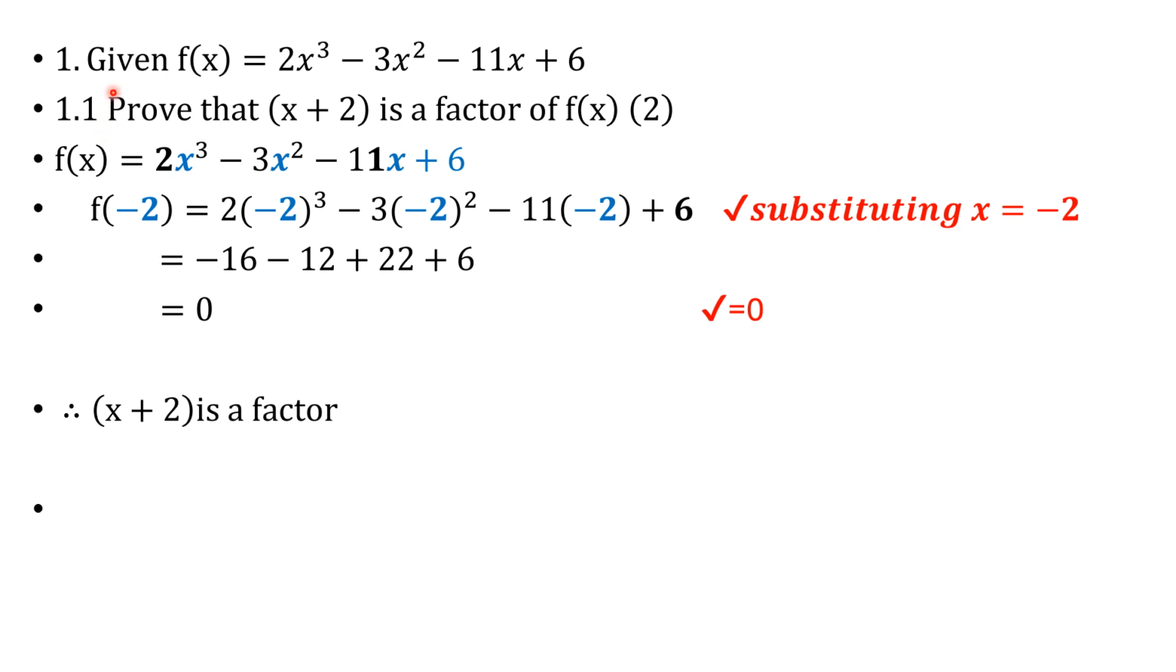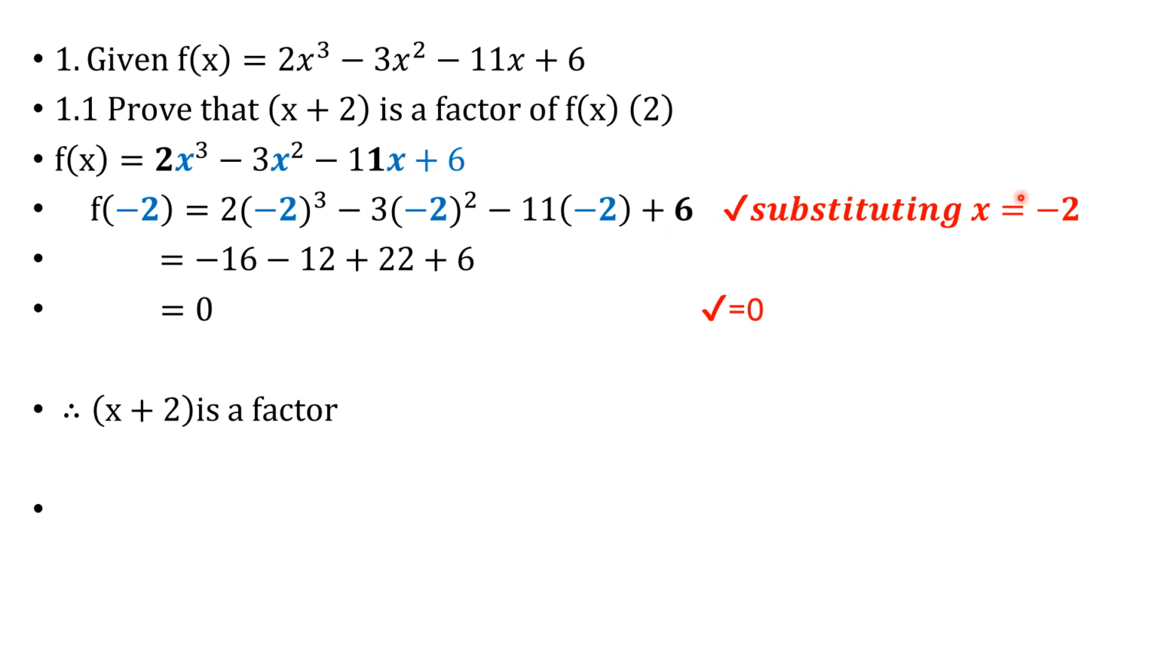So number 1, given f of x equals 2x cubed minus 3x squared minus 11x plus 6. Prove that x plus 2 is a factor of f(x). So I'm going to say prove that something is a factor. We are going to substitute in this equation and we just get the value 0. Golden rule, the sign must change. So if I give you plus 2, it goes in as negative 2. So there are 2 times negative 2 cubed minus 3 times negative 2 squared minus 11 times negative 2 plus 6.